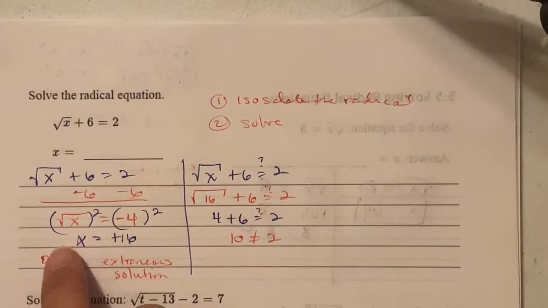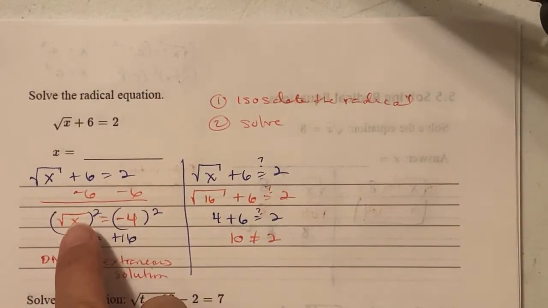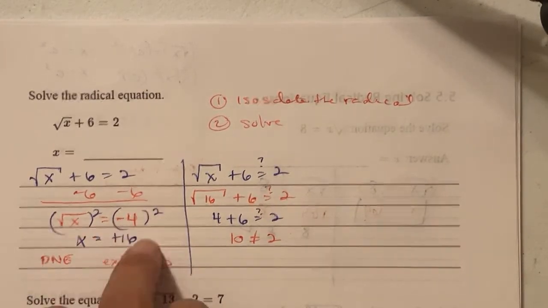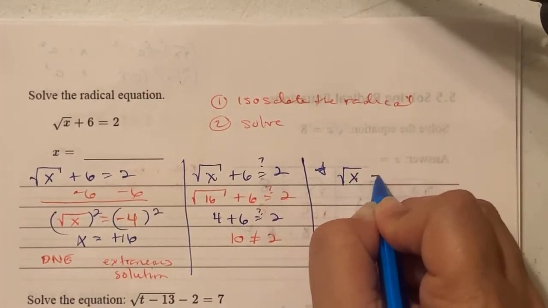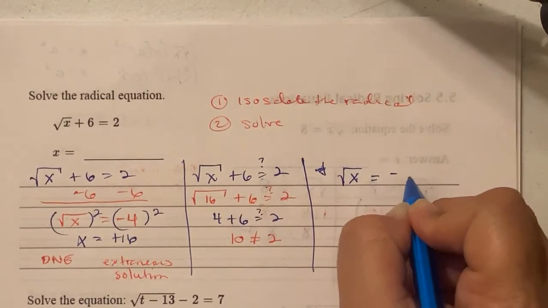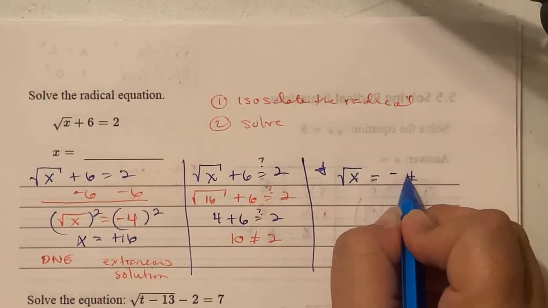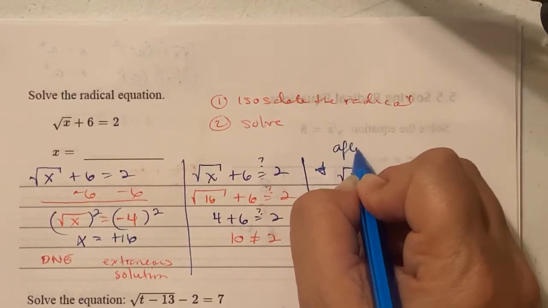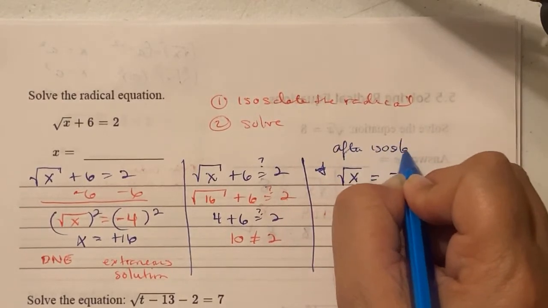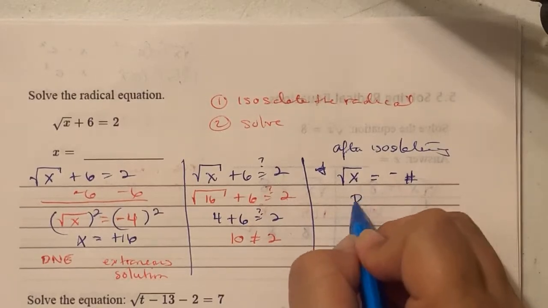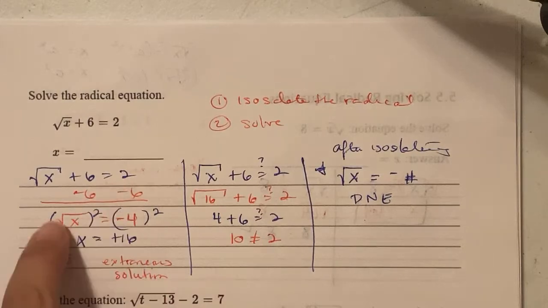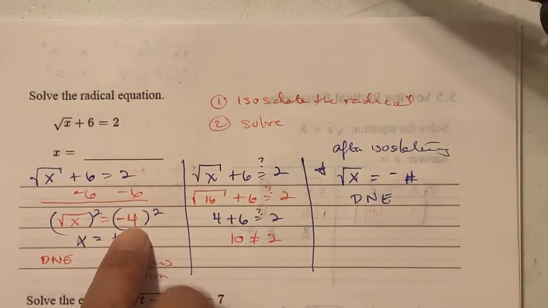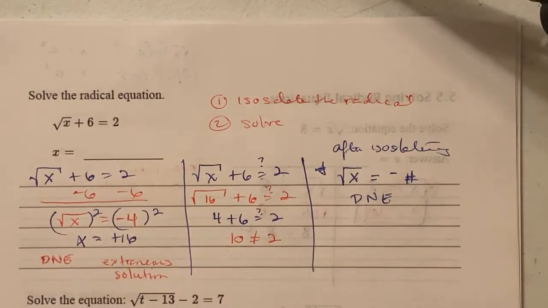So let's look at the hindsight. Before we squared everything, we noticed that we had a radical x equaling a negative number. So a note to be aware of: if you get radical x equaling a negative number, after isolating, then this is DNE. It will not exist. That's another trick. So once you do your mathematics and you get the radical equaling a negative number, you can stop, choose does not exist, and move on to the next example.